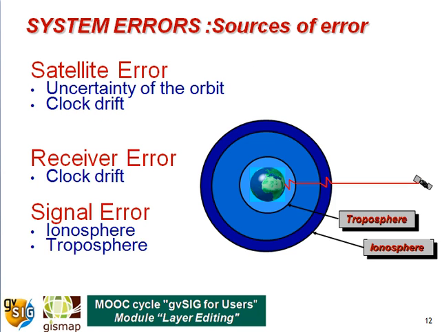There are some system errors that you have to consider. Let's say the satellite errors are uncertainty of the orbit, as well as maybe the clock drift. There is a clock inside the satellite, and there is receiver error as well. I can have a clock drift inside the receiver, and there is as well some signal error due to the ionosphere and troposphere that the signal has to pass through.